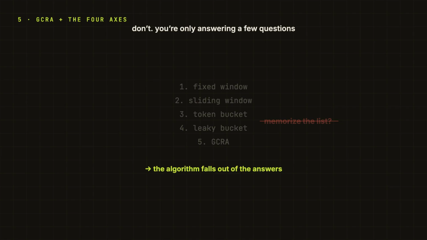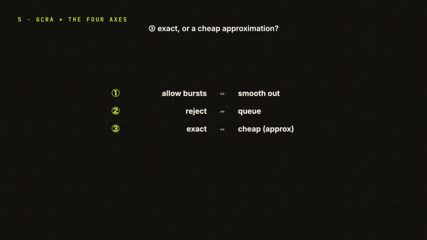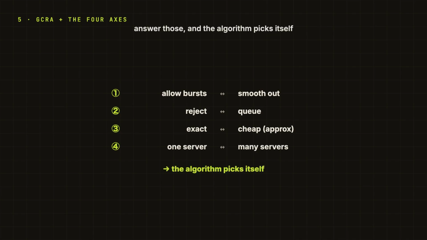First, do you want to allow bursts or smooth them out? That one splits the windows and buckets from the leaky queue. Then, when someone's over the limit, do you reject them or hold them in a queue? Then, do you need it exact or is a cheap approximation fine? That's a log versus a counter. And the big one: does the limit have to hold across many servers or just one? Answer those and honestly the algorithm picks itself.